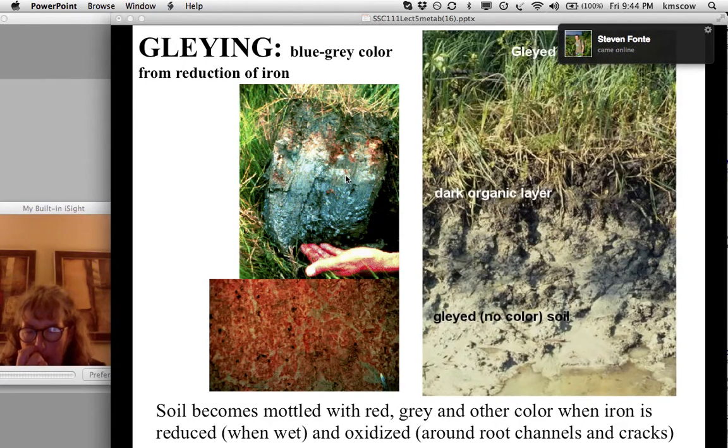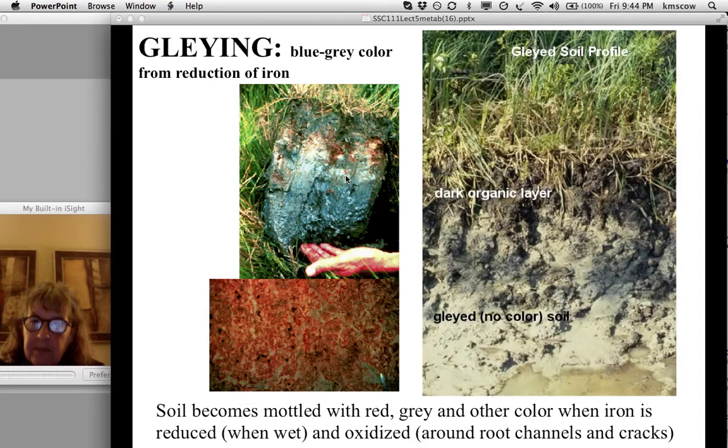So this is used as an indicator of how long a portion of the year the soil is actually wet, submerged, and anaerobic, which is a really important distinguishing feature of a kind of soil.